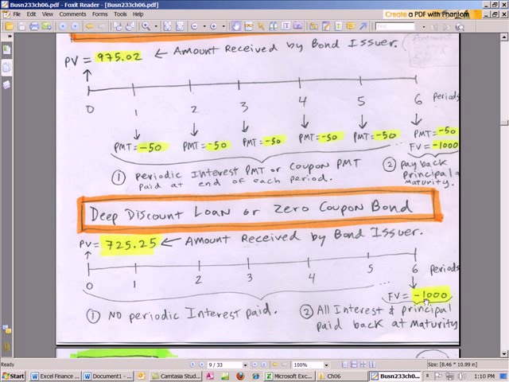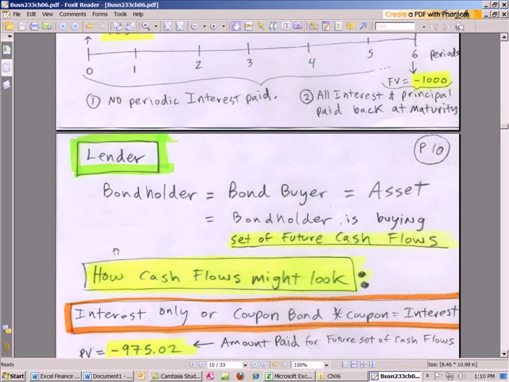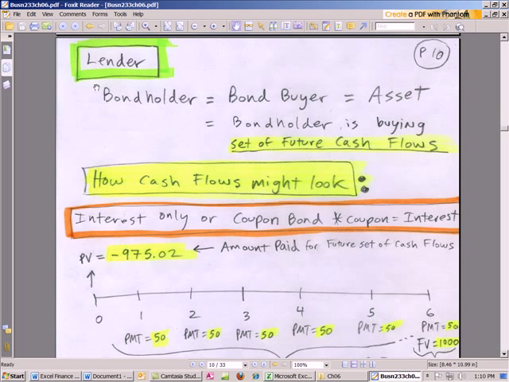At the end, we're going to pay back 1,000, so that means coming into the corporation is this amount right here. So again, just think of it as a series of cash flows. In this example, they're going to pay out 1,000, and they get this much to borrow today. Now let's look at that same set of cash flows from the lender. Now the lender is the bondholder.